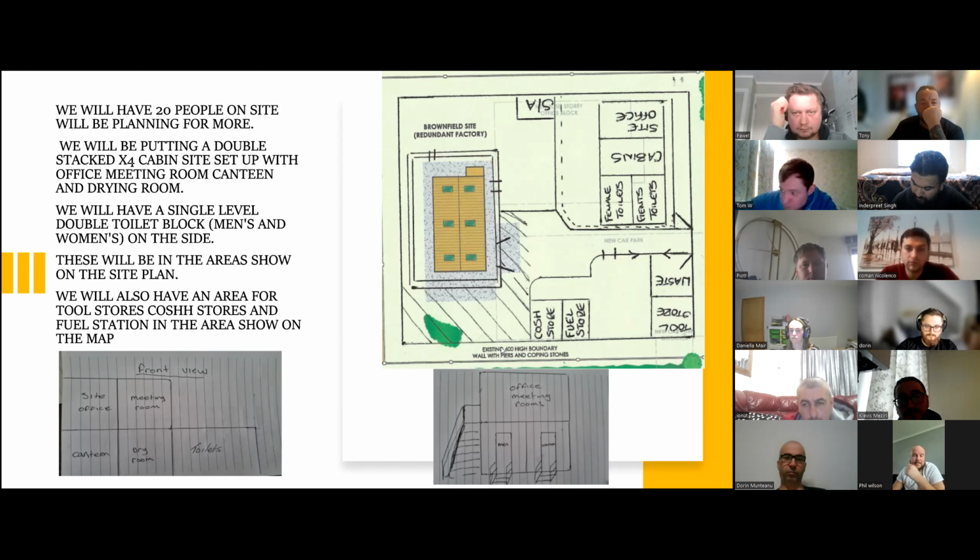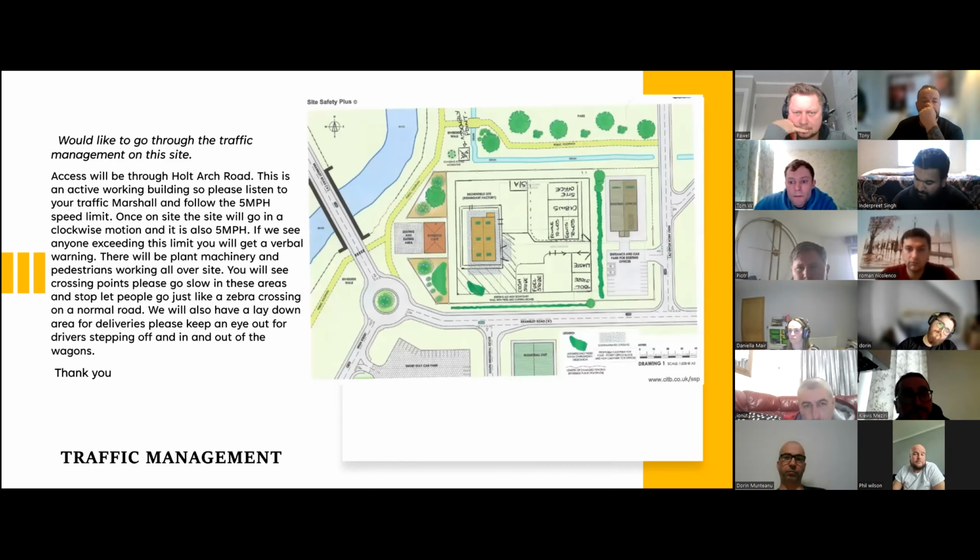Where you see the highlighted areas, the hazard lines, that's the turning circle for any Arctics that come in. Plus, you'll also see a smoking area next to the cabins, which is fenced off.